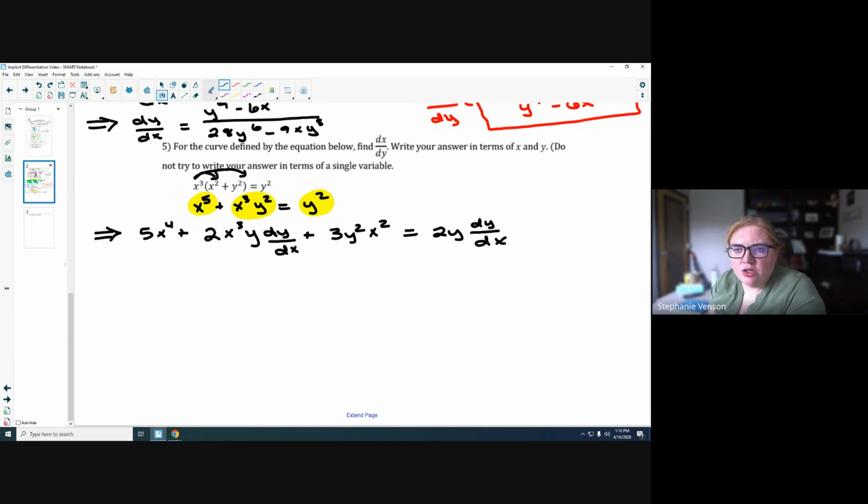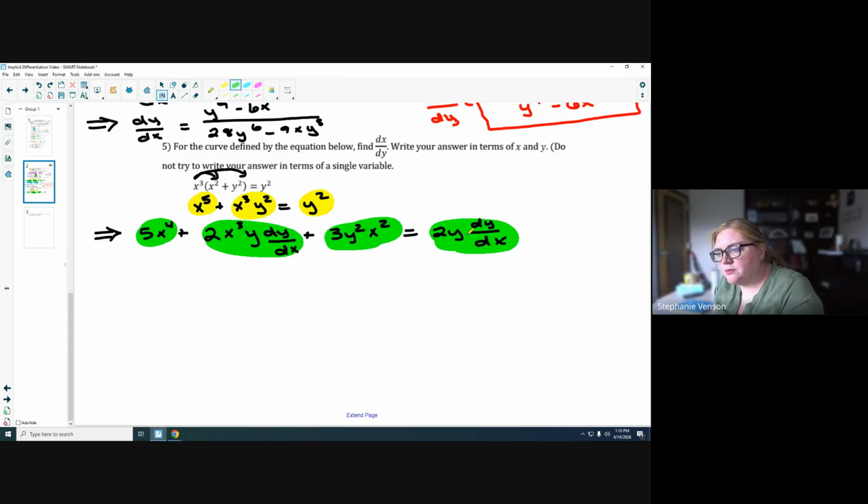Okay, so taking a good look at this, I see that we have 1, 2, 3, 4 terms. Okay, so of those 4 terms, 2 of them have a dy dx in them. So I need to get that dy dx on the same side. I think what I'm going to do is take this 2x cubed y dy dx and move it over here, because that would probably just be the easiest thing. So I'm going to go back to my pen.